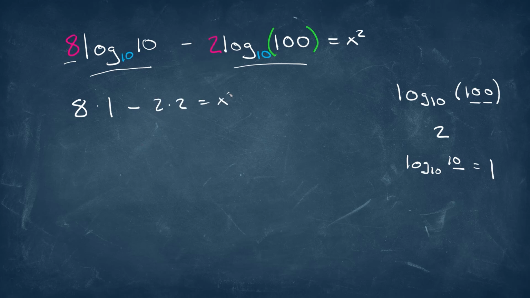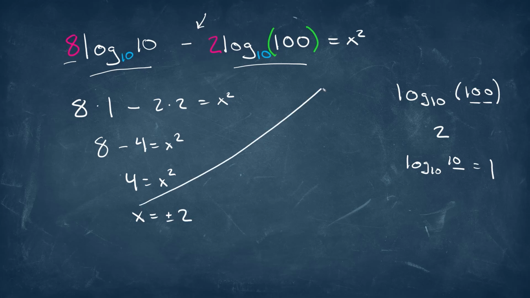So this is going to give us an answer of 8 times 1 minus 2 times 2 is equal to x squared. We don't have to follow all the laws of logarithms if we're going to end up canceling them out anyways. So this is going to give us 8 minus 4 is equal to x squared. Then we're going to get 4 is equal to x squared. So x is going to be equal to plus or minus 2. And because x is on the other side, it's not within the logarithms, that's going to be your answer. We'll have x equals 2 and x equals negative 2.